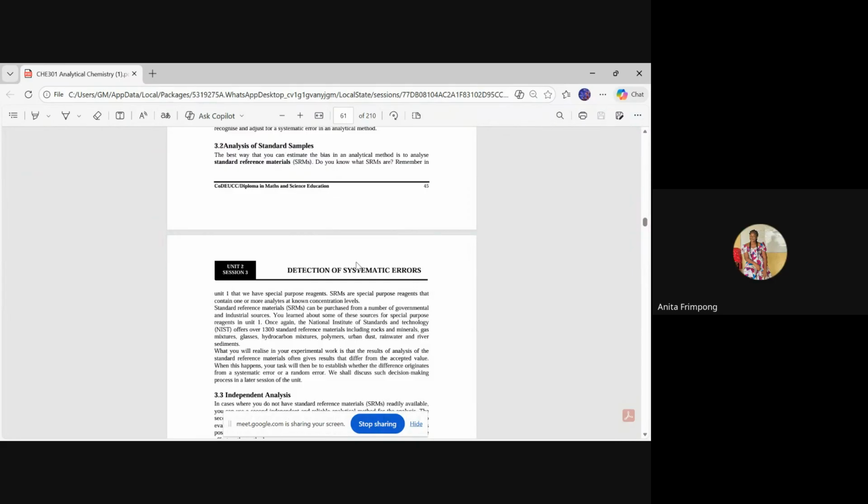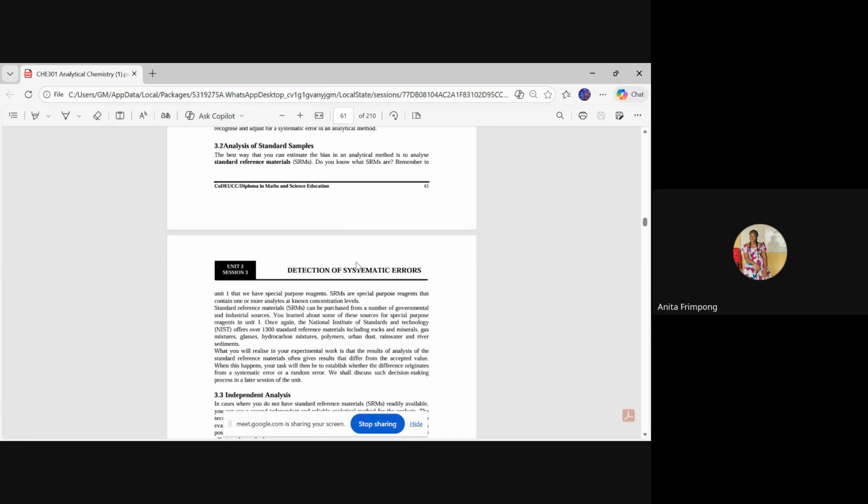Analysis of standard samples. The best way that you can estimate the bias in an analytical method is to analyze standard reference materials, that's SRMs. Do you know what SRMs are? Remember in Unit 1 that we have special purpose reagents.